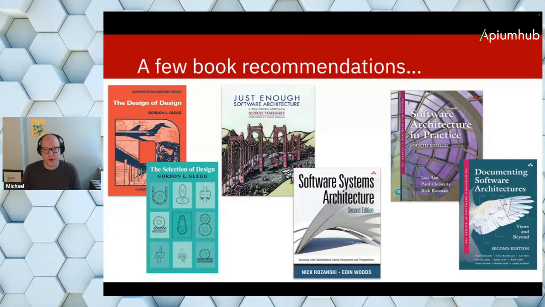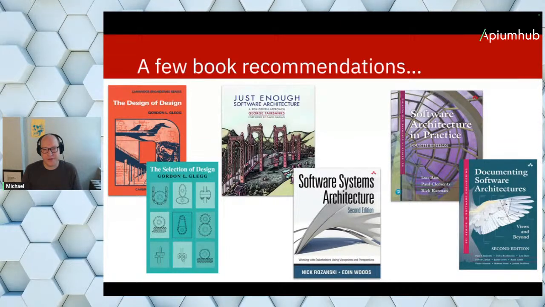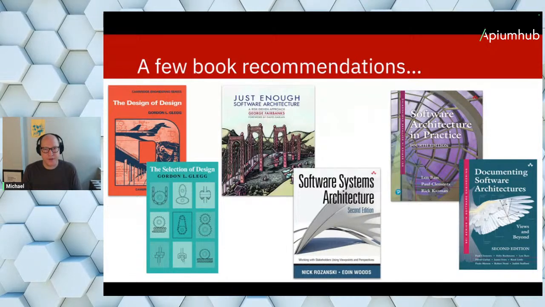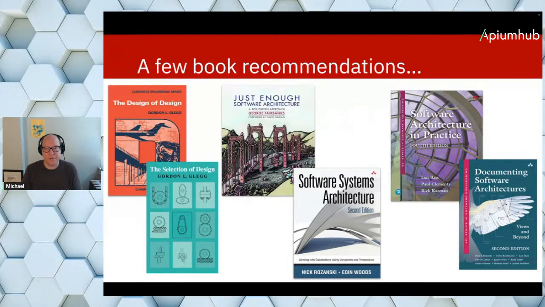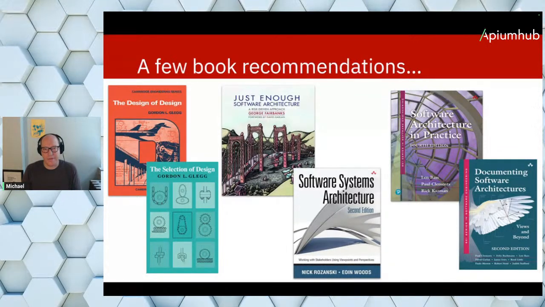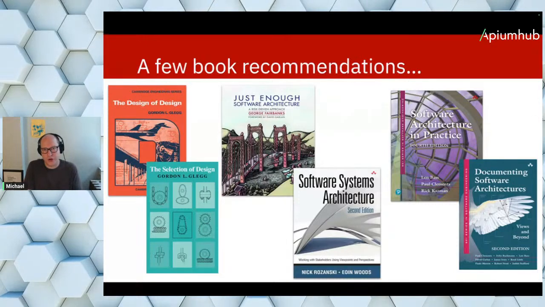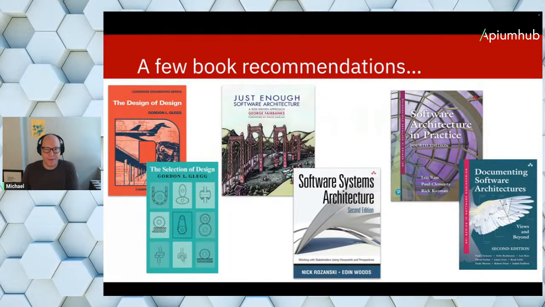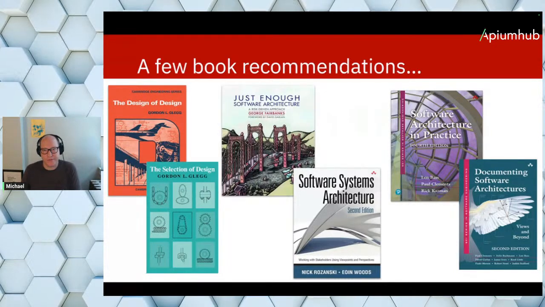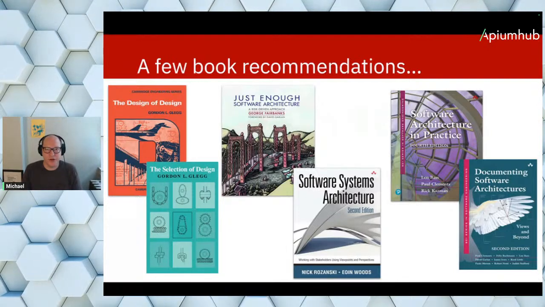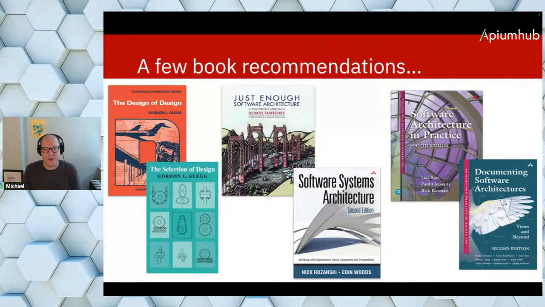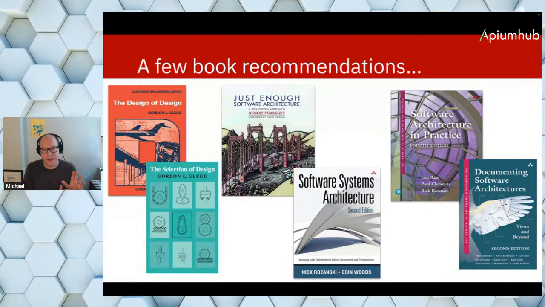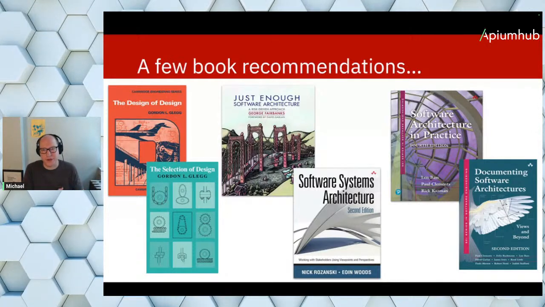Just Enough Software Architecture by George Fairbanks is also a fantastic book. The big takeaway on this one is risk-based design, right? So knowing where to focus your time, knowing when to stop. How much design should you be doing? George's book is really all about that and more, but that's the really key thing.